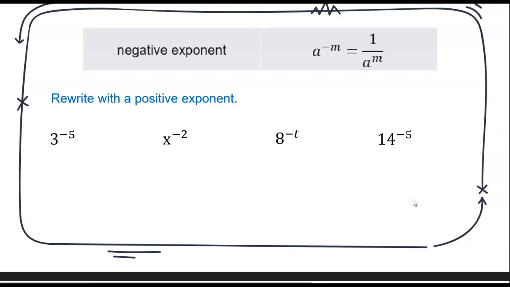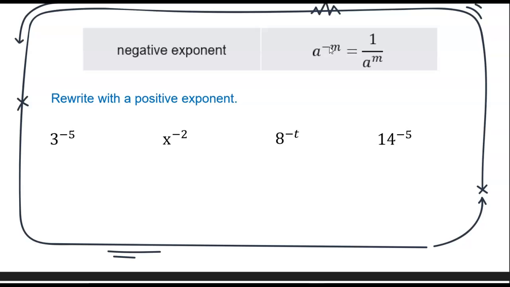All right, how about negative exponents? How do we deal with negative exponents? It says to rewrite with a positive exponent. So let's look at this. We have a to the negative m is the same thing as 1 over a to the m. So it looks like we just took this negative out and then put this whole thing under a fraction.